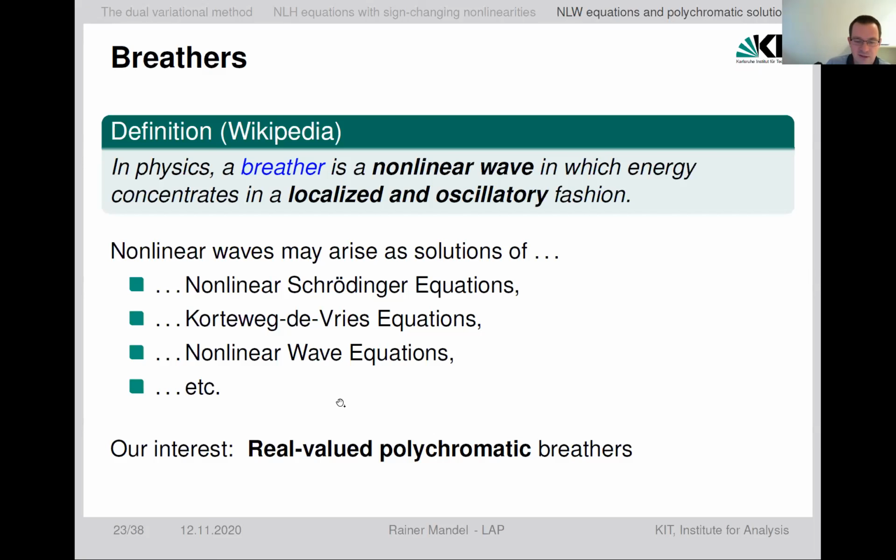What I'm interested in is the topic of real valued polychromatic breathers. So I don't want to just plug in a standing wave ansatz and obtain a localized solution. This would be too easy. That's not what I want. I'm interested in real valued solutions.